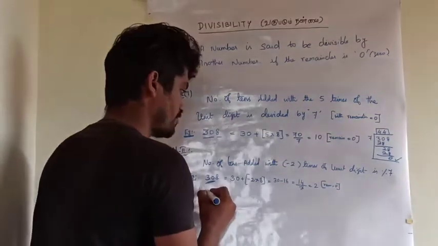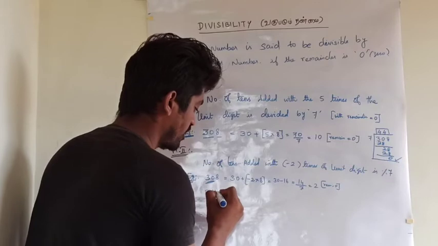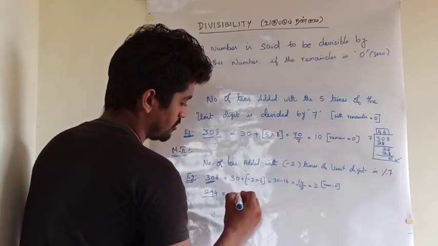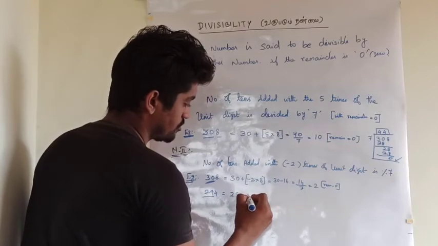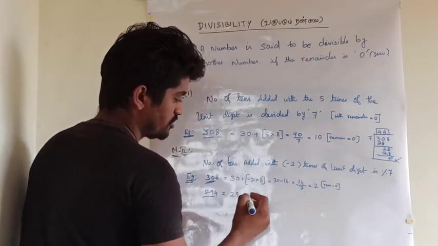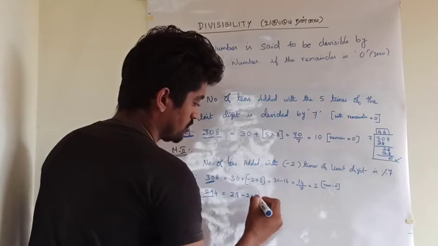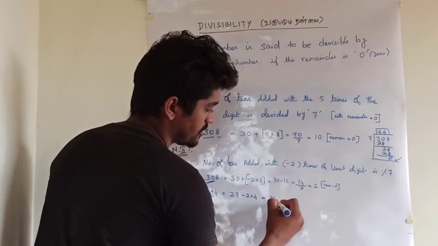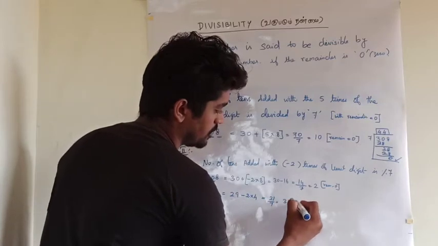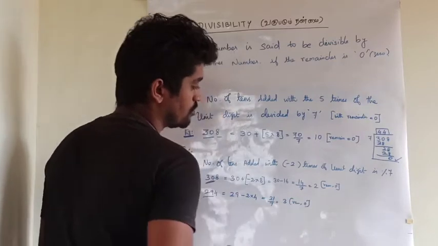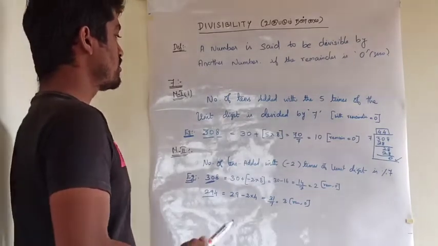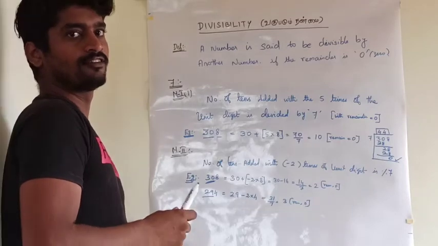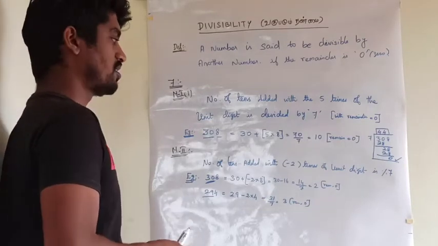Then the second example, 294. The number of tens is 29, minus 2 times the unit digit 4. 29 minus 8 is 21, which divided by 7 gives 3, remainder 0. So this is the second rule to find whether the given number is fully divisible by 7 or not.